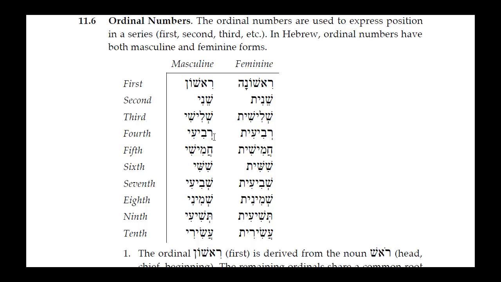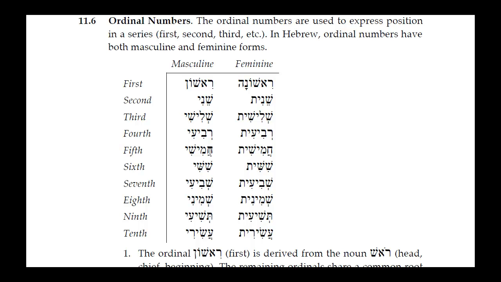Revi'i is fourth. Chamishi is fifth. Shishi is sixth. Shevi'i is seventh. Shmini is eighth. Tshi'i is ninth. And Asiri is tenth.